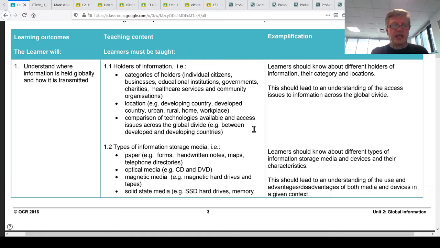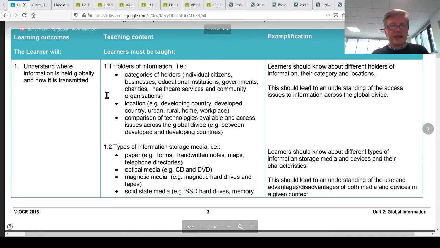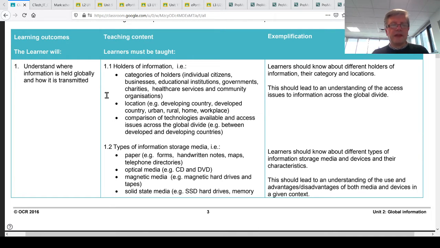The National Health Service isn't going to have the same information as, say, Amazon, because it's not necessary for them to go about their day-to-day business. It's not needed for their particular operations. So holders of information is to do with the categories of those holders, where that information is, and then you may be asked exam questions on the way that that information is used and accessed in different locations across the world, how that might be different because of what's known as the digital divide.